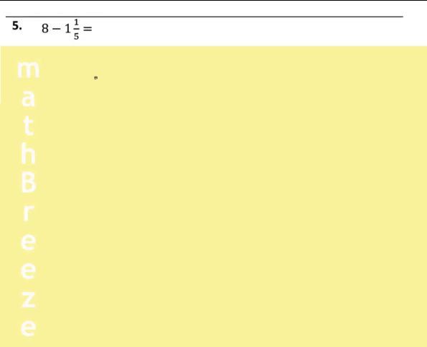In number 5, we have a whole number 8, and we're subtracting 1 and 1/5. All right, so we're going to have to borrow and put a fraction over here. So we're going to borrow 1 from the whole number, so let's change that to 7. And we'll put 1 in the fraction column in the form of 5 over 5. Because our denominator here is 5, we write 1 as 5 over 5, and now we're ready to subtract. 5 over 5 subtract 1 over 5. 5 subtract 1 is 4, so we have 4/5 in the fraction column, and here 7 subtract 1 is 6. 6 and 4/5.